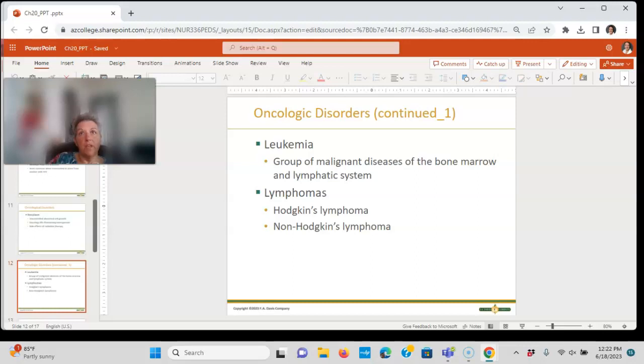Target cells being hit. So different types of leukemia, acute and chronic, are in table 20.4. Thrombocytopenia, know that. ITP is always on the test. So blood transfusions. Avoid plants, exposure to fungus, teach hand hygiene, prevention of infection, chemotherapy, and blood transfusions.